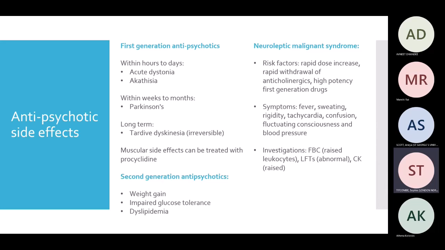When we've got someone who we suspect might have this syndrome, then we want to be taking some blood tests. So we'll want to look at the FBC, where we tend to see a raised white cell count. We want to be looking at their LFTs, which are generally quite deranged and abnormal. And then we also look at CK, creatine kinase, which is also raised.